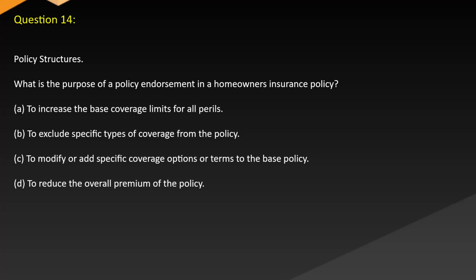Question 14. Policy structures. What is the purpose of a policy endorsement in a homeowner's insurance policy? A. To increase the base coverage limits for all perils. B. To exclude specific types of coverage from the policy. C. To modify or add specific coverage options or terms to the base policy. D. To reduce the overall premium of the policy.